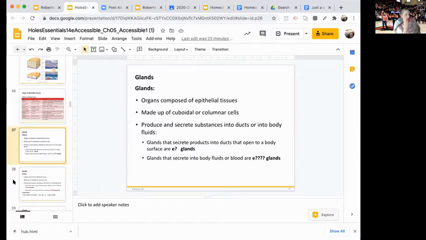What are the words to secrete in versus to secrete out? Good.